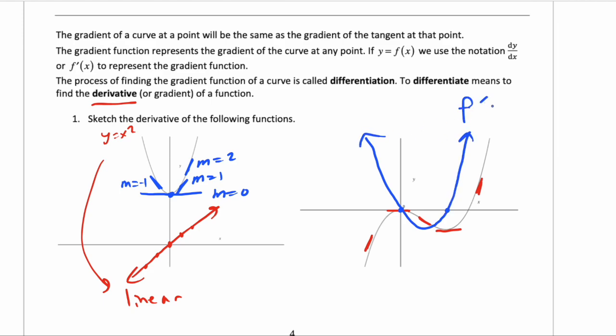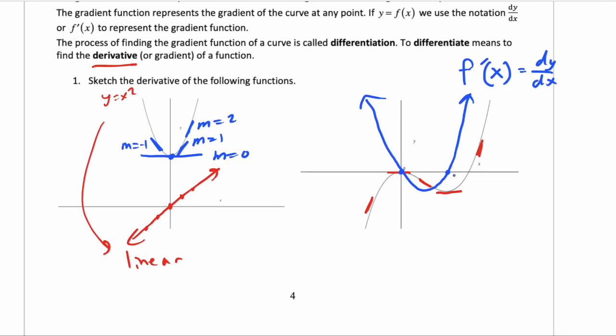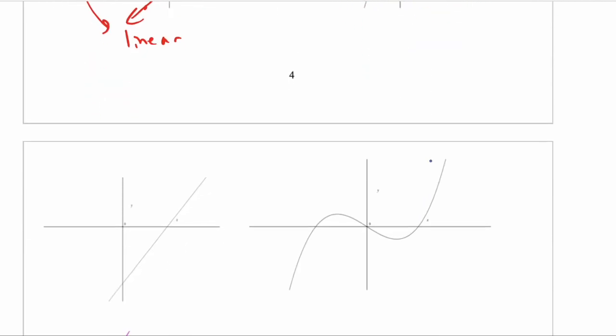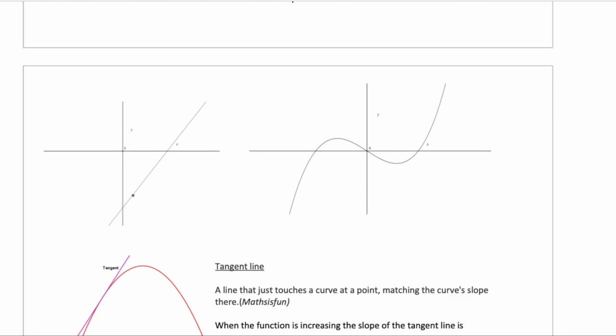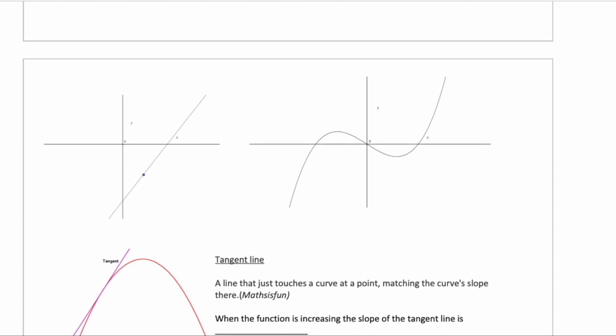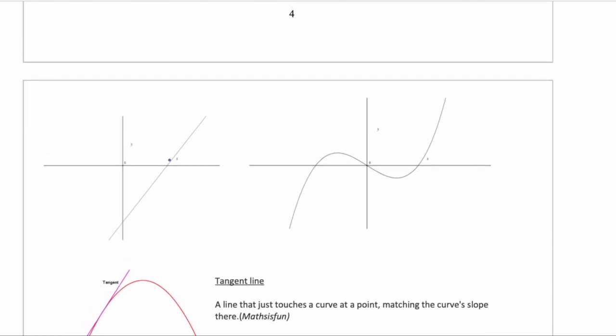So there's the derivative, and one notation to note the derivative is f prime of x, or dy dx is the other notation. They both mean the derivative, which is equal to the gradient of a function at any point. Here we have a linear function, and the slope is a number like maybe 3 or 4. It's a constant slope, so the derivative is always constant as well. So that's just a horizontal line. So that's what the derivative looks like here.